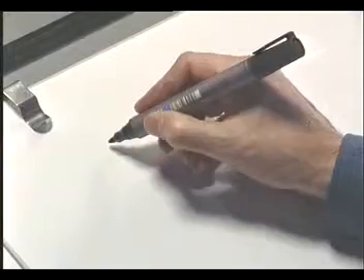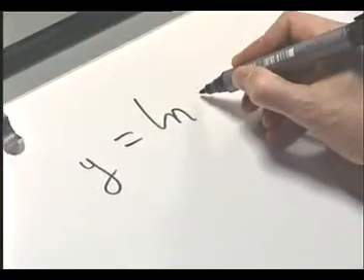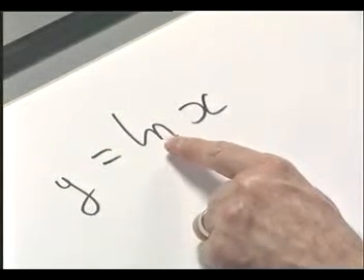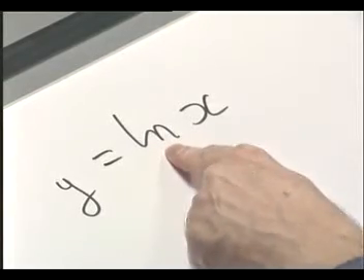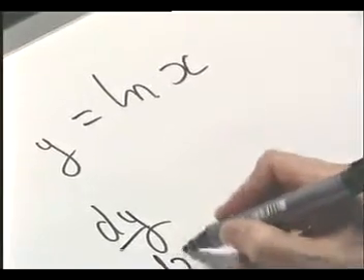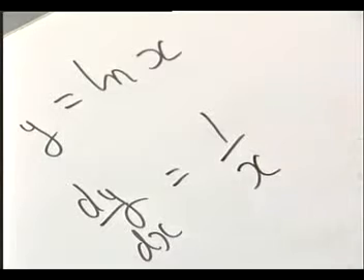In this video, we're going to be looking at how we can use logarithms to help simplify certain functions before we differentiate them. To start off with, let's just remind ourselves about logarithms themselves. So, if we have y equals the log of x, then this means log to base e. And if we differentiate that, dy by dx is equal to 1 over x.